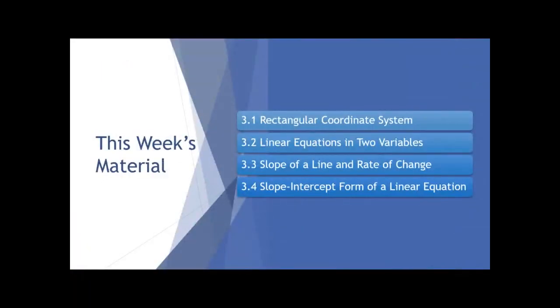So this week we are talking about graphing and the rectangular coordinate system. So we're going through chapter 3. There are more than 4 sections in chapter 3. We're only going through the first 4. So we have 3.1, which is rectangular coordinate system, 3.2, linear equations in 2 variables, 3.3 is slope of a line and rate of change, and 3.4 is slope-intercept form of a linear equation.